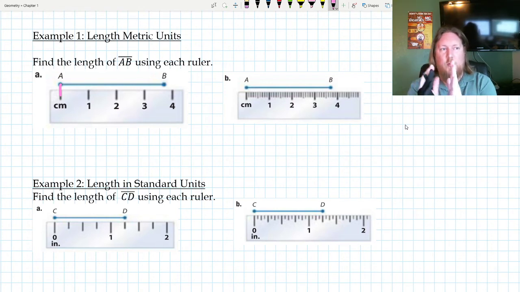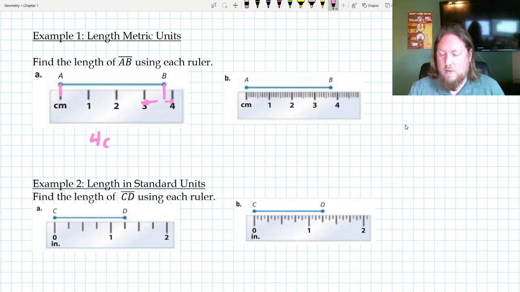It's not the end of the ruler. No, they got that empty gap. It's where it lines up with 0. And then you can see here that B falls between the 3 and the 4. Now the question is, how do we approximate these things? Well, ask yourself, is that point B closer to 4 or is it closer to 3? I'm going to say it's closer to 4. So this answer for part A is just going to be 4 centimeters.